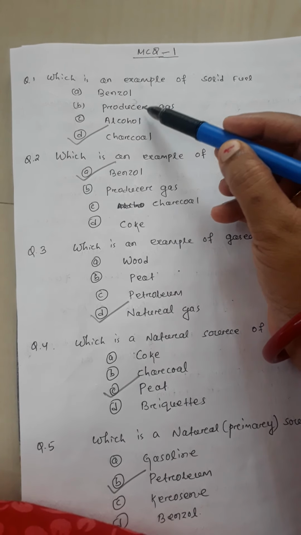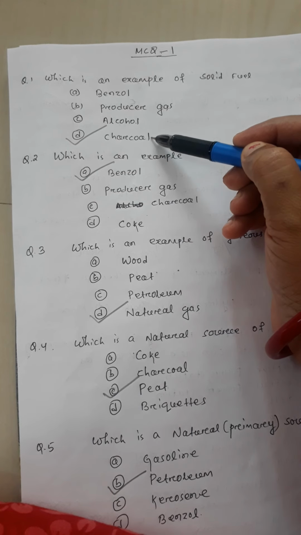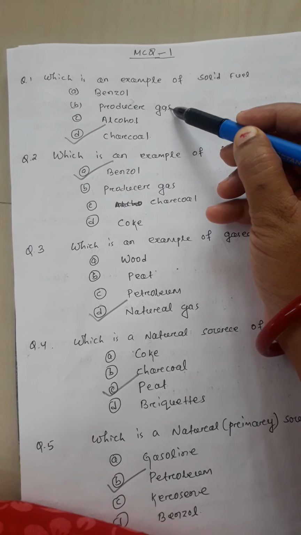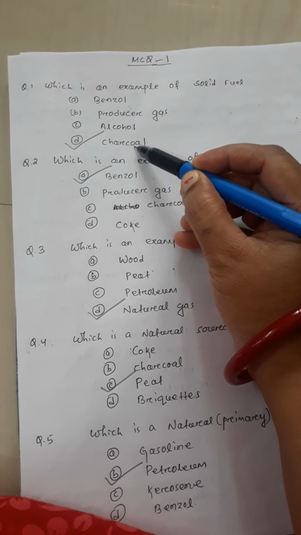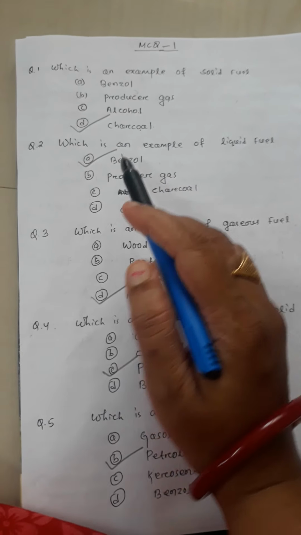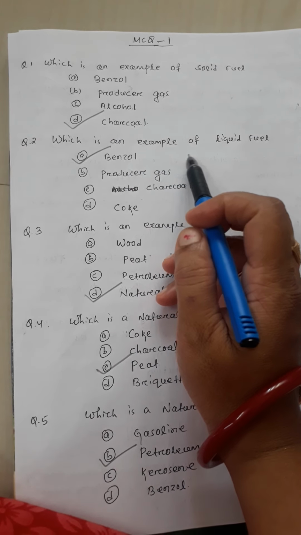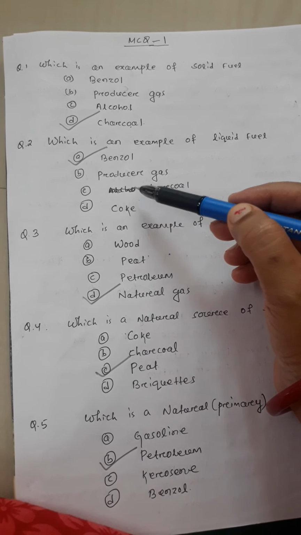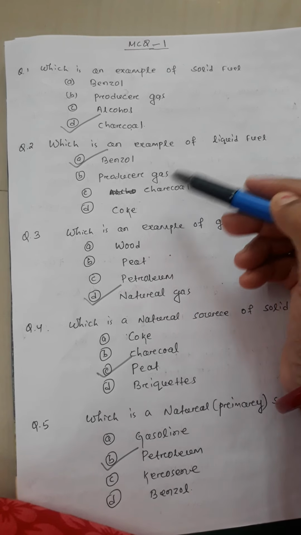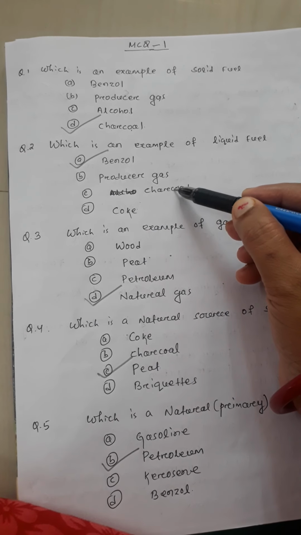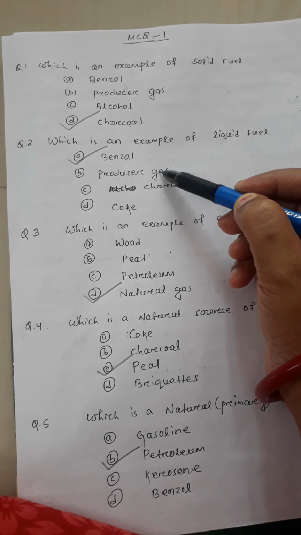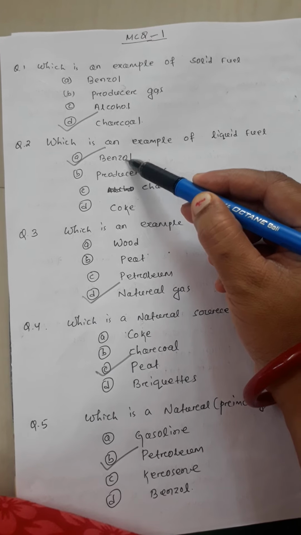Which is an example of solid fuel? The options are benzol, producer gas, alcohol, charcoal. Benzol and alcohol are liquid fuels and producer gas is a gaseous fuel. So charcoal is the right answer, that is the solid fuel. Next, which is an example of liquid fuel? The options are benzol, producer gas, charcoal, coke. Charcoal and coke are solid fuels, producer gas is a gaseous fuel, so benzol is the liquid fuel. The right answer is benzol.